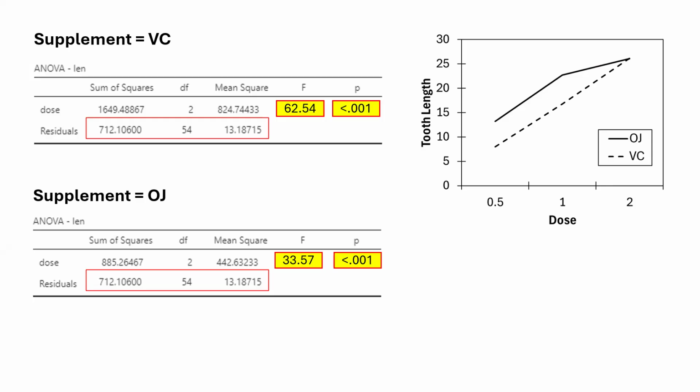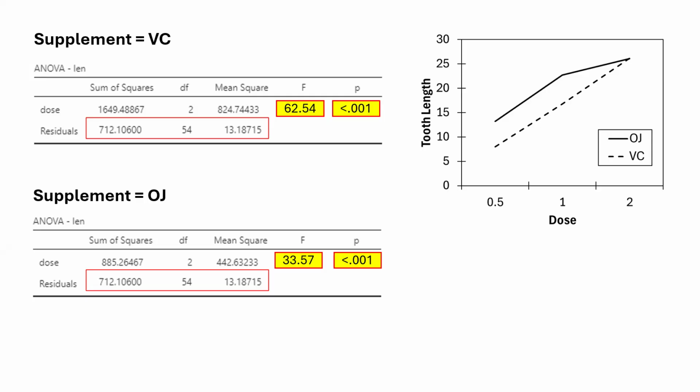So we see here now that there is an effect of dose on tooth length in the OJ condition and also in the VC condition. But in each case, there are 3 levels of dose, 0.5, 1, and 2. So we can't say that 0.5 is different than 1 or 1 is different than 2, right? We don't know which ones are different. We just know that at least 2 of these are different.